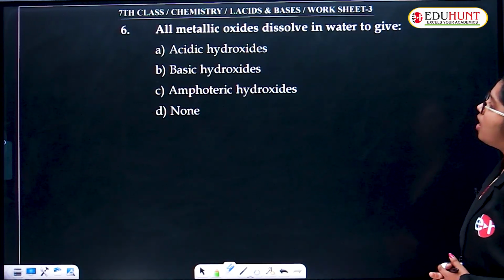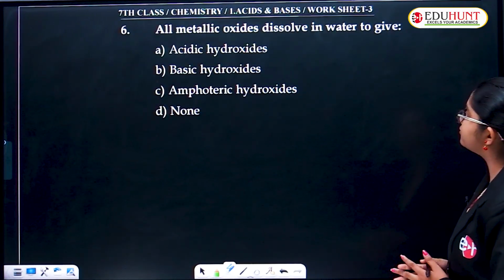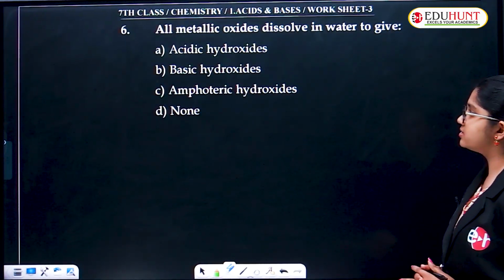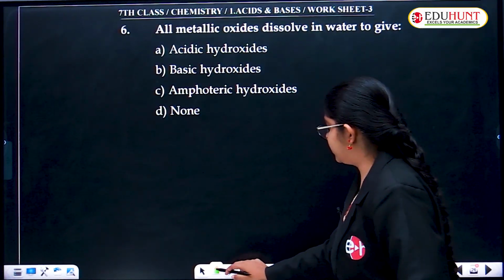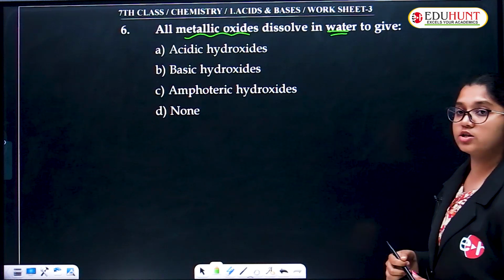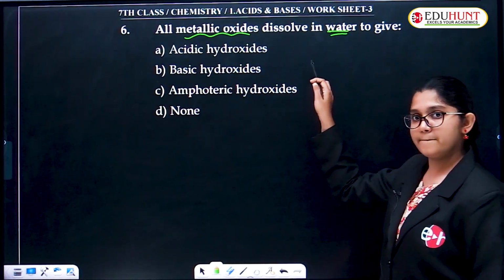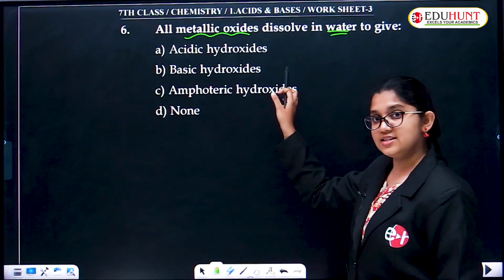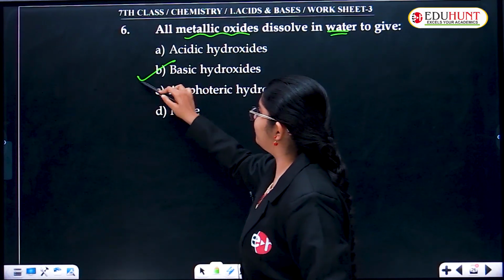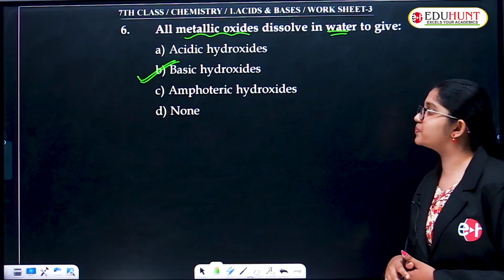Here we go. All metallic oxides dissolving in water give, okay, what is that? Metallic oxides dissolved in water give what? Do they give acidic hydroxides? No. Basic hydroxides? Yes. They give basic hydroxides, because these are bases only, no?